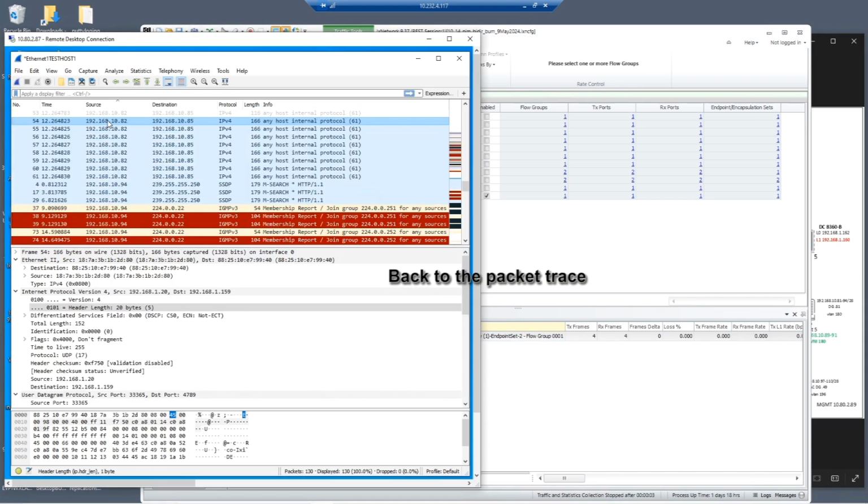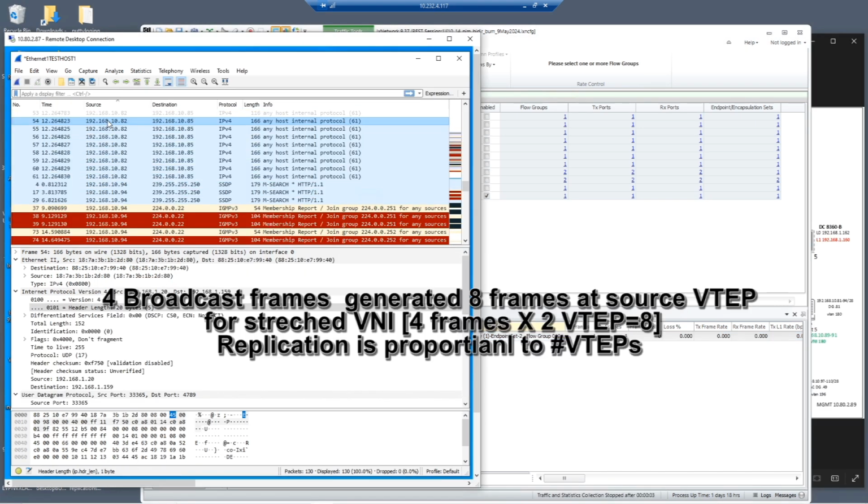Now back to the packet trace. The four broadcast frames generated 8 frames at the source VTEP for stretched VNIs. That's 4 frames times 2 VTEPs, which equals 8. So the replication is proportional to the number of VTEPs across the stretched VNI.